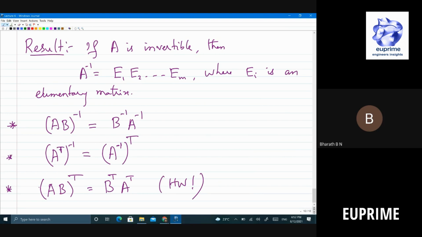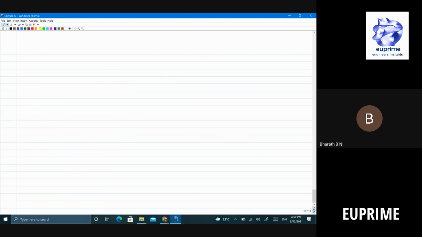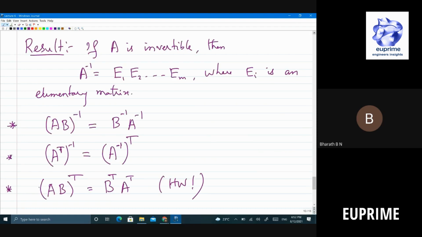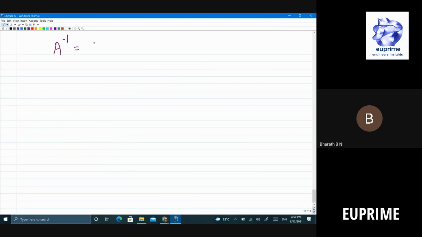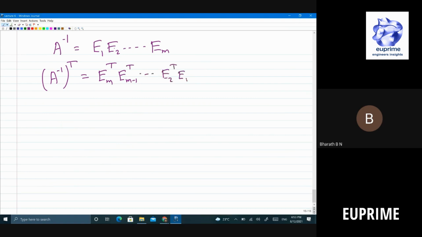Okay. Now let's look at why A transpose inverse is A inverse transpose. Why is that? Okay. So what is A inverse? So if A is invertible, A inverse is what? Product of elementary matrices, right? Let's see if we can prove it this way. I don't know. Let's try this out. Okay. What is the transpose of this? So this will be EM transpose, EM minus 1 transpose, and so on, E2 transpose, E1 transpose. So what is A inverse transpose? It's A transpose whole inverse.